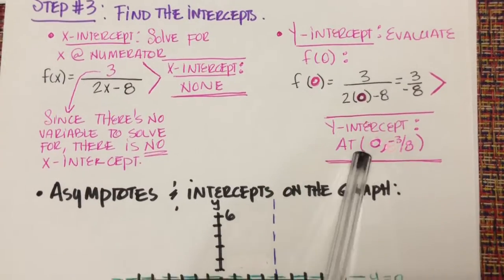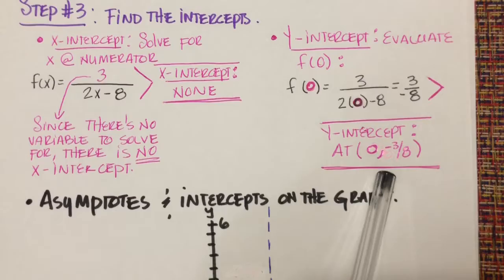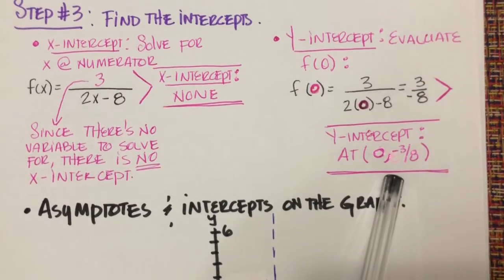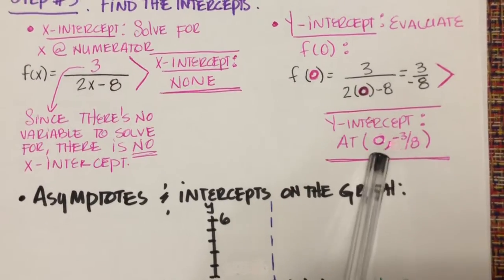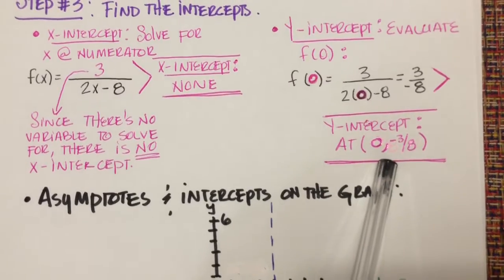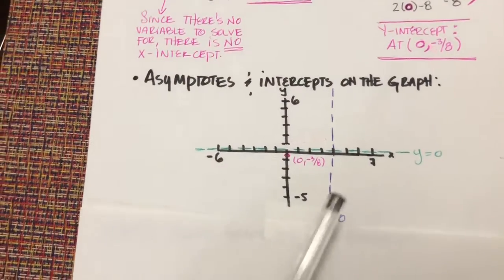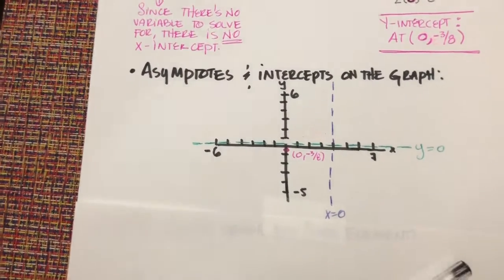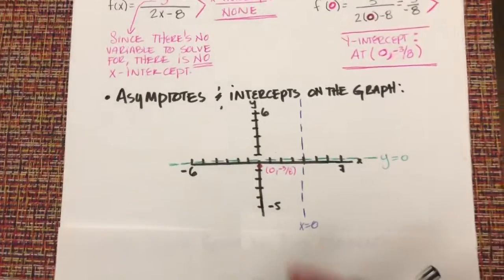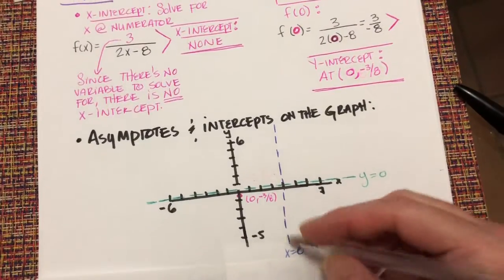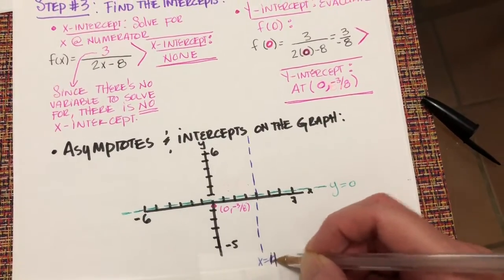So the y-intercept is at the coordinate (0, -3/8). Remember that this is the point where the graph is going to be touching the y-axis. So looking at the asymptotes and the intercepts on the graph, I have my vertical asymptote. I don't know why I wrote 0 there. It's 4. Vertical asymptote at x is equal to 4.